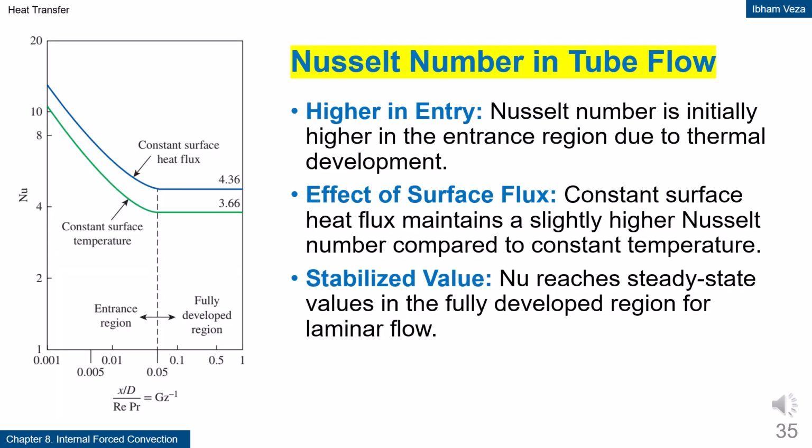Nusselt number in tube flow. The Nusselt number is high in the entrance region because the thermal boundary layer is not yet fully developed. For constant heat flux conditions, the Nusselt number is slightly higher than for constant wall temperature conditions. As the distance increases, the Nusselt number decreases and reaches a constant value. This value indicates that the thermally fully developed condition has been achieved. This behavior is important in determining the effective heat transfer length.